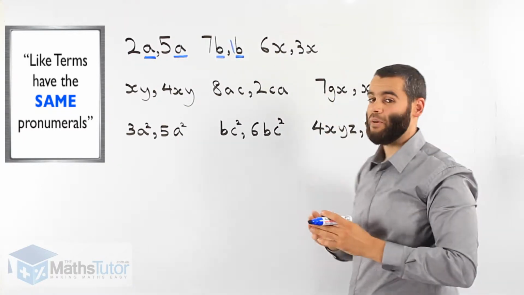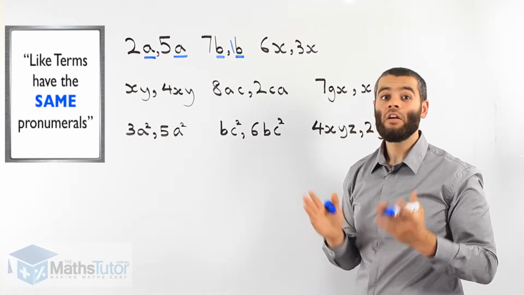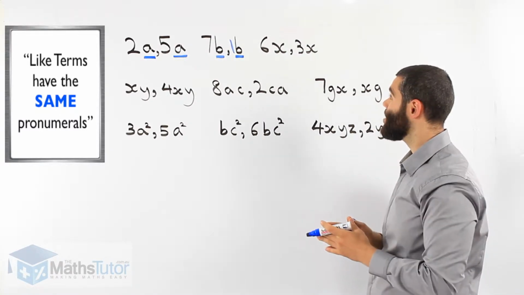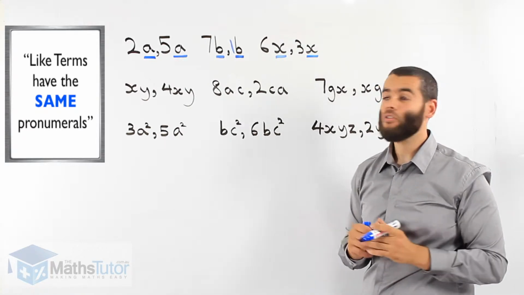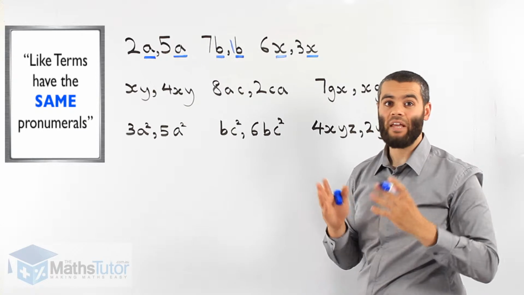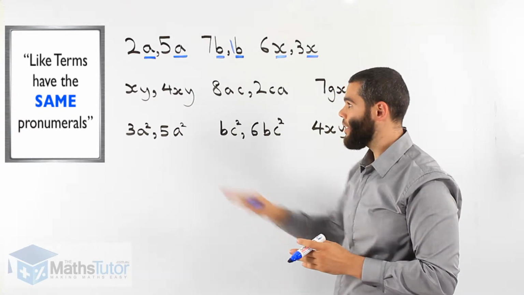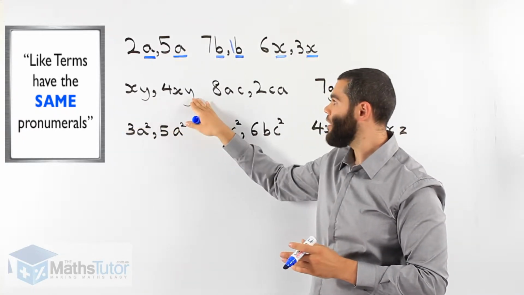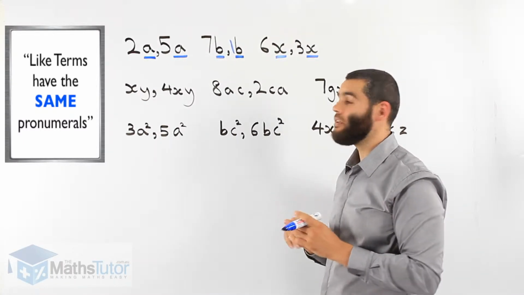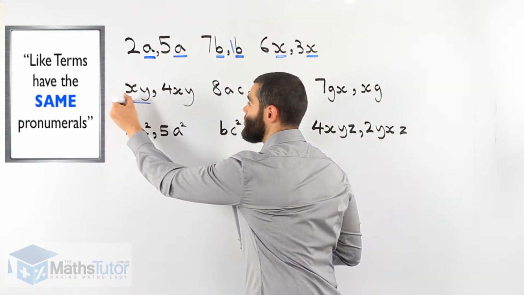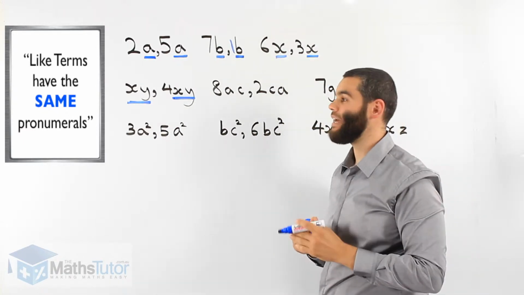Now, you answer this one. 6x and 3x. Are they like terms? What do we ask? Do they have the same pronumeral? We have an x here and an x here. Yes, 6x and 3x are like terms, meaning they can be added and subtracted. Looking here, we have xy as one term and 4xy as another term. Are they like terms? Do they have the same pronumerals? We have xy here and xy here. Yes, they are like terms, so we can add them up if we need to.